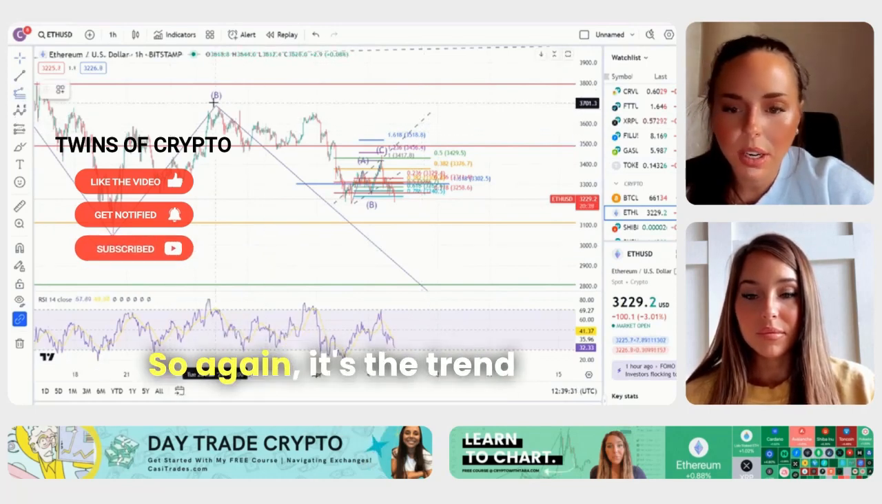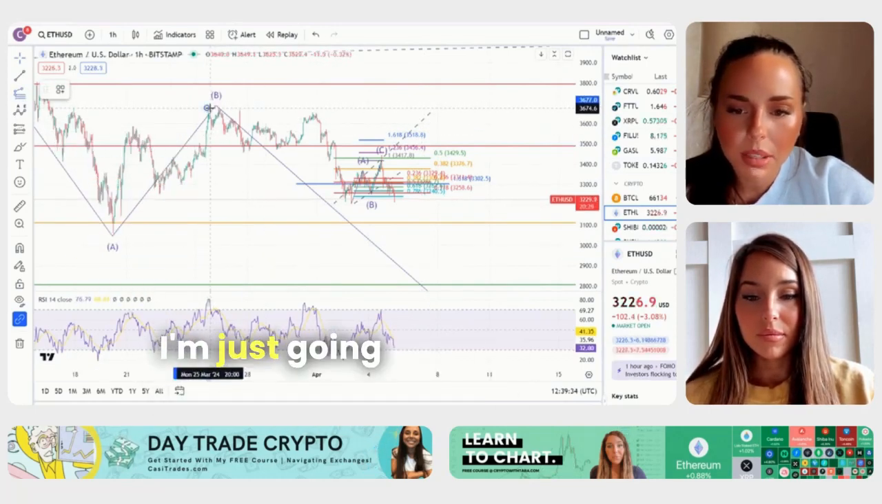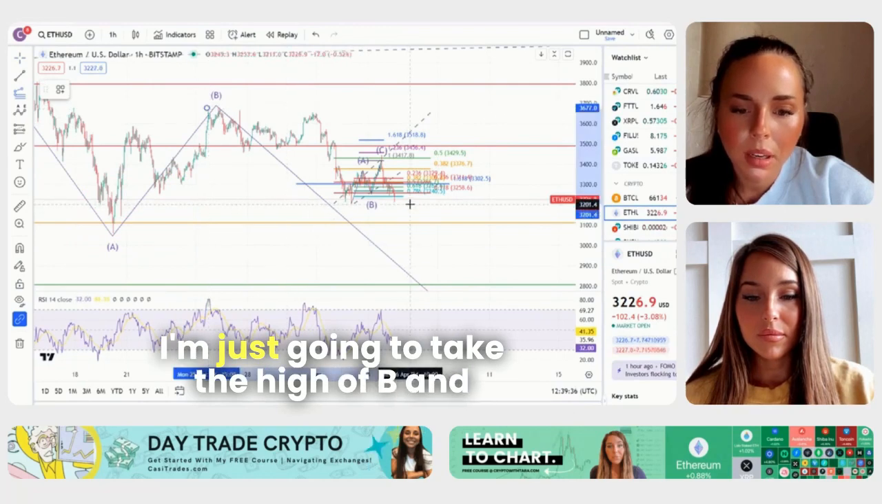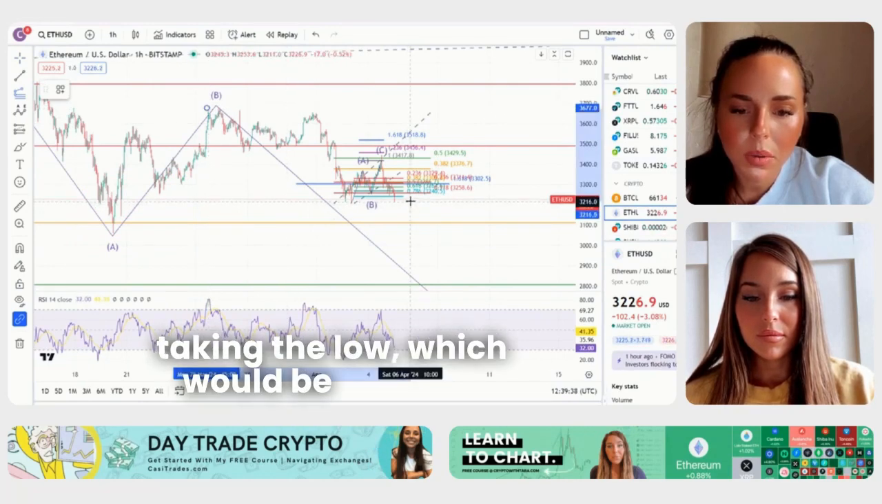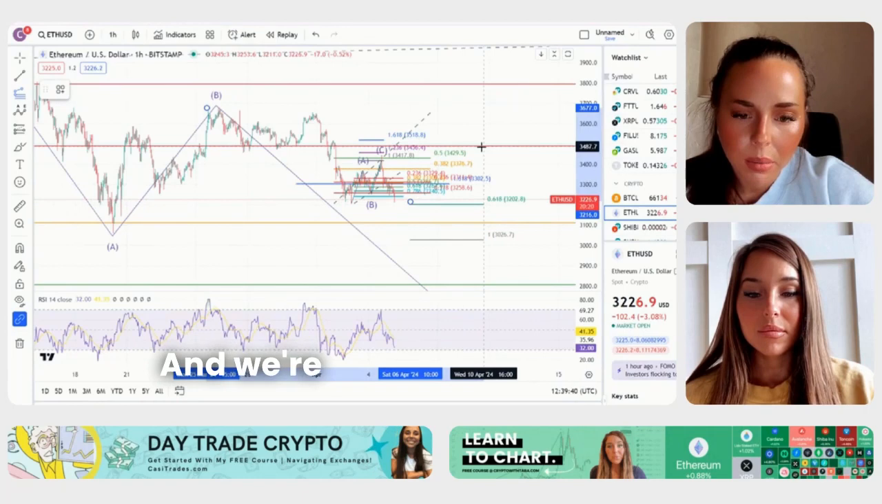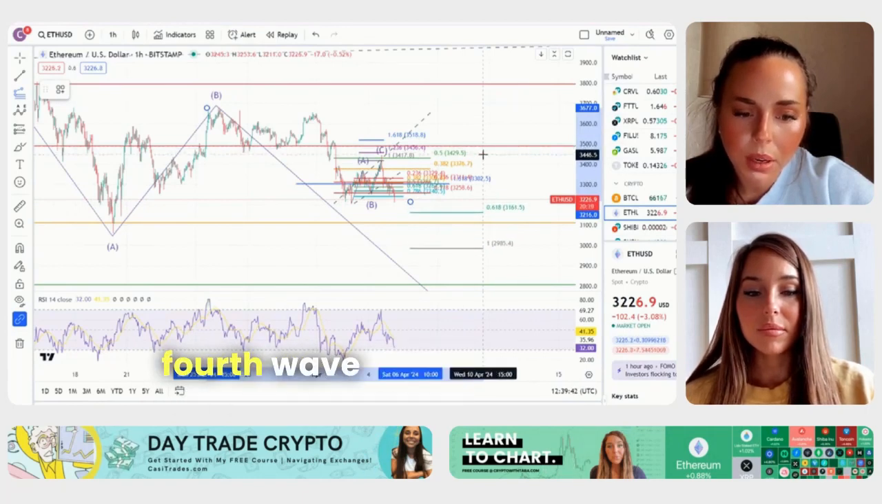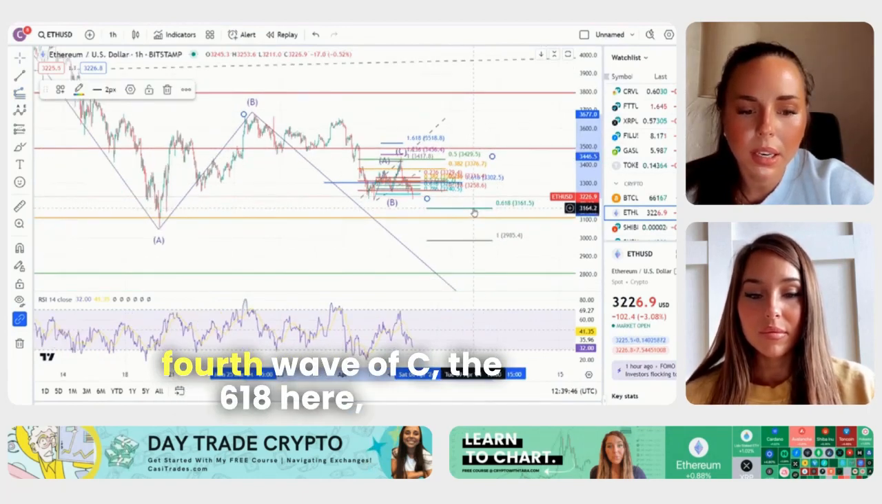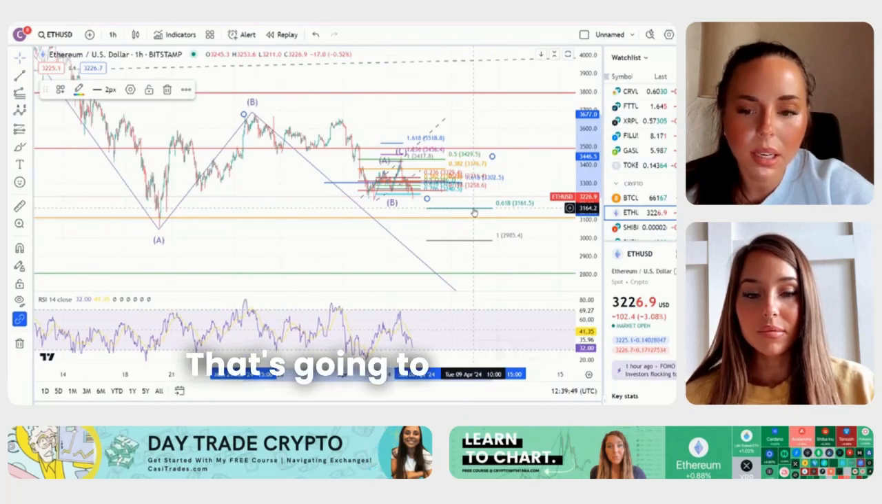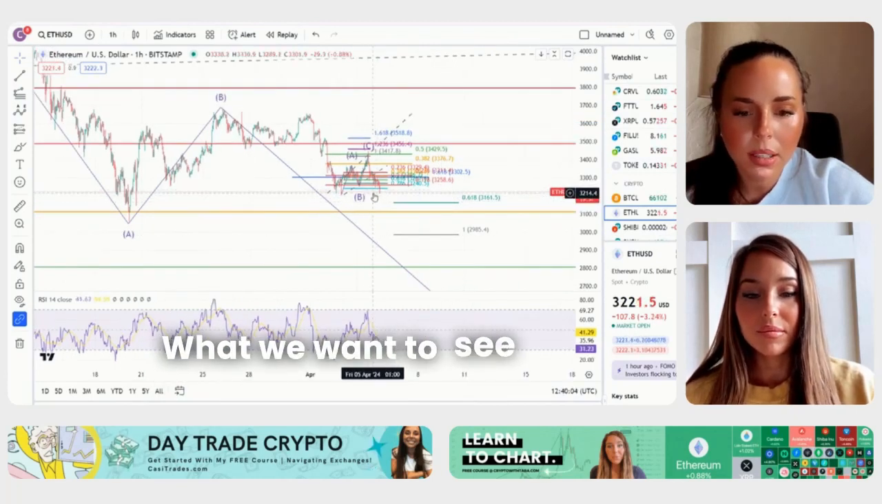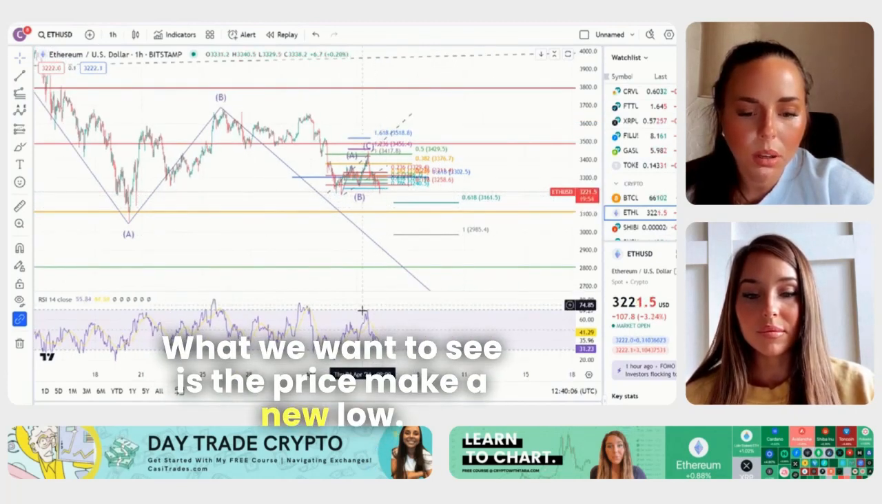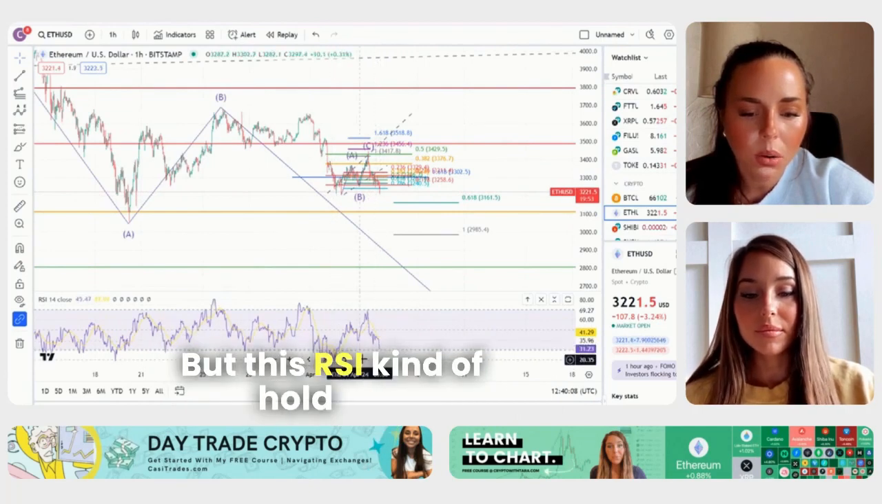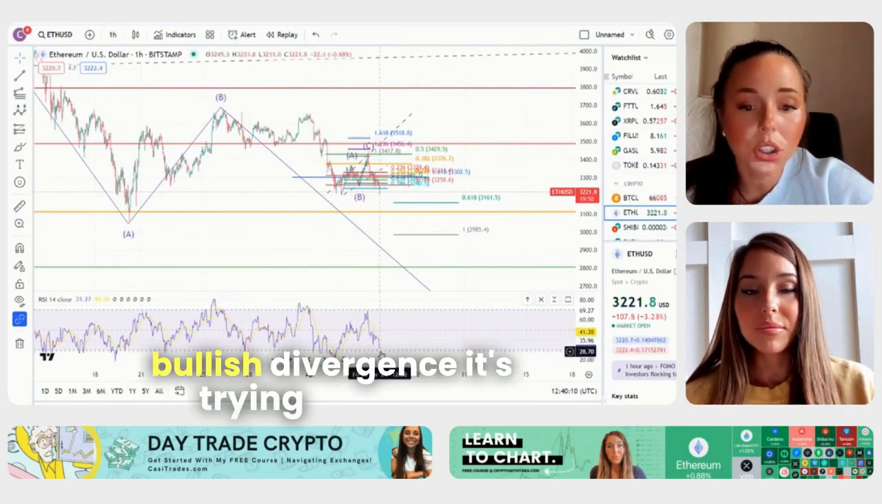So again, it's the trend-based fib extension. I'm just going to take the high of B, and we're taking the low, which would be the 3rd wave of C. And we're coming all the way up to that 4th wave of C. The 618 here, 3161, that's going to be significant support. What we want to see is the price make a new low, but this RSI kind of hold this bullish divergence it's trying to make.